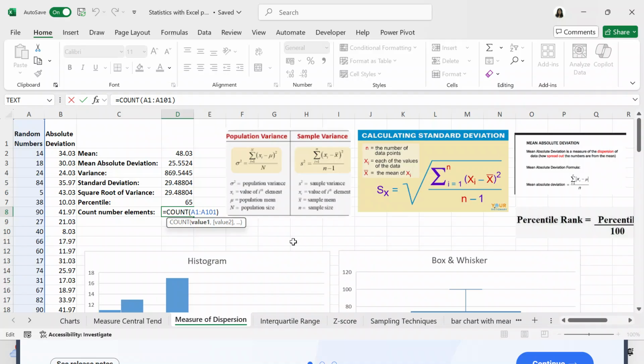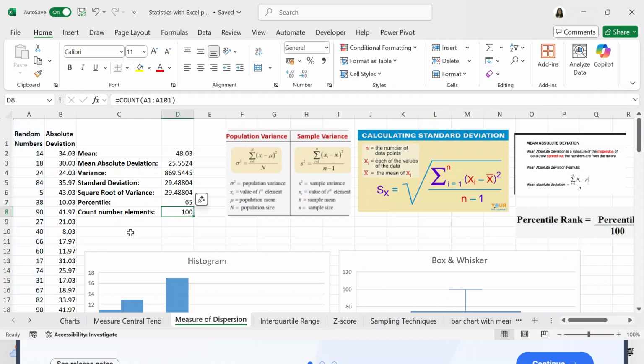The next video, we're going to be talking about the interquartile range, which is another measure of descriptive statistics.